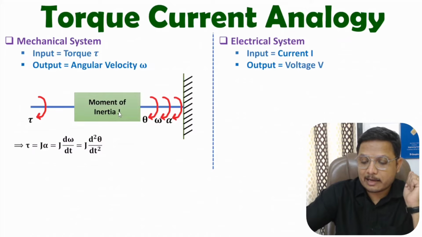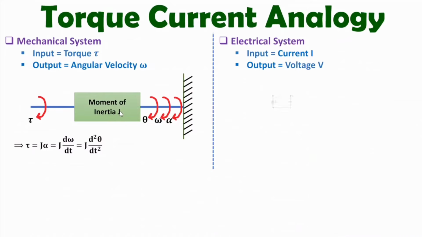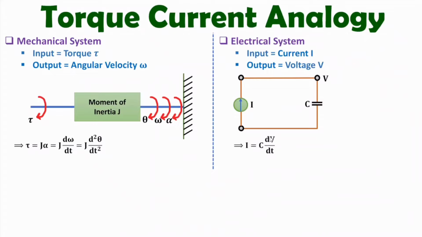Now I will be considering the electrical system. Here we will have a current source that is providing input, and here we have a capacitor. This current that is given to the capacitor results in voltage V across the capacitor. So what is the value of current I? That is C into dV by dt, right?